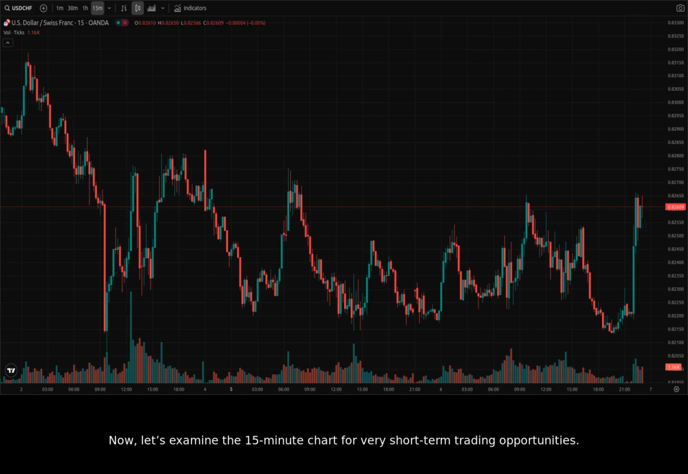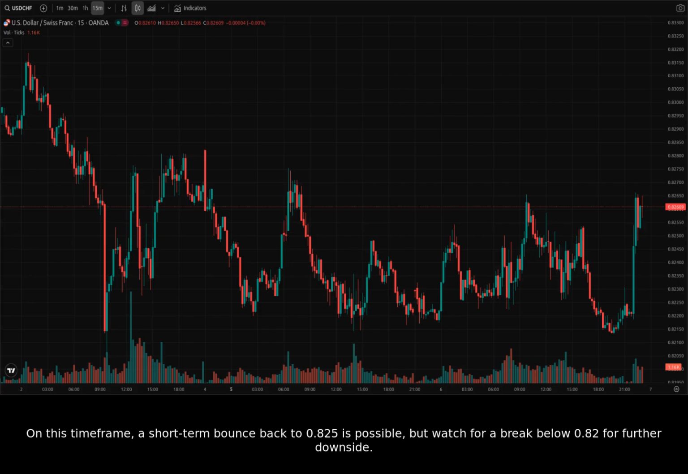Now, let's examine the 15-minute chart for very short-term trading opportunities. Focusing on the last few days on the 15-minute chart, we can see a downtrend, with lots of smaller candles. In the short term, we see very small price movements, showing indecision in the market. On this time frame, a short-term bounce back to 0.825 is possible, but watch for a break below 0.82 for further downside.